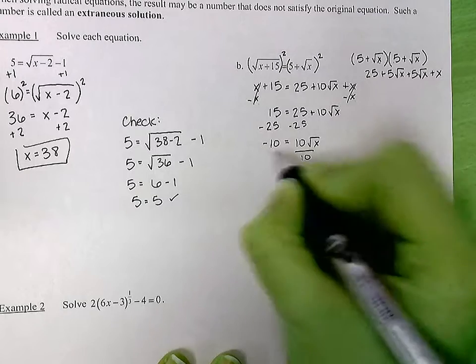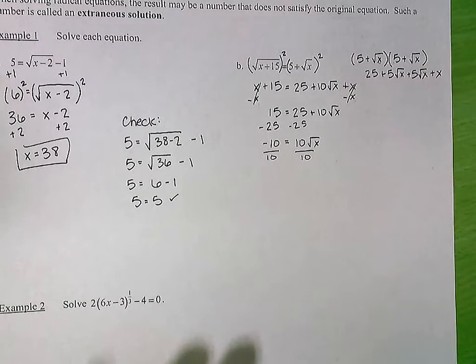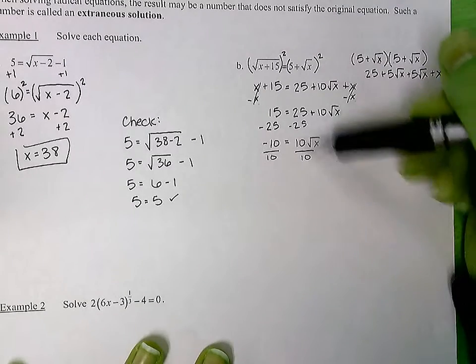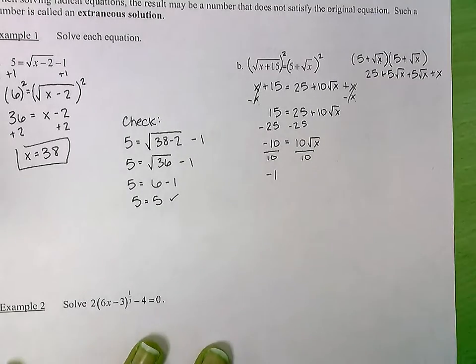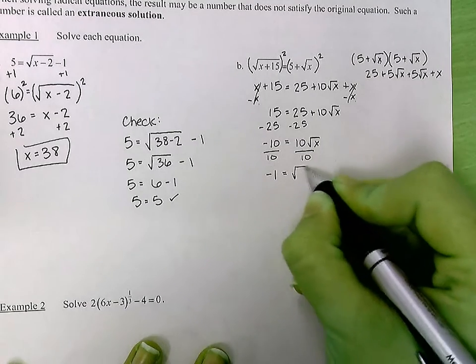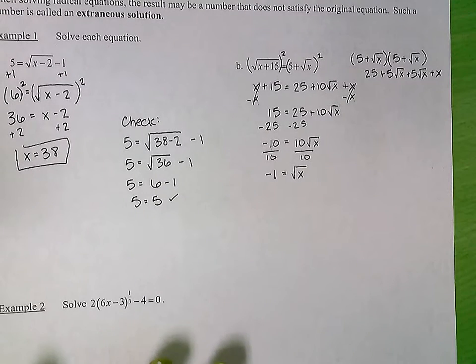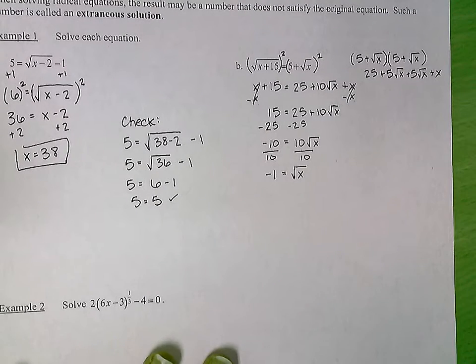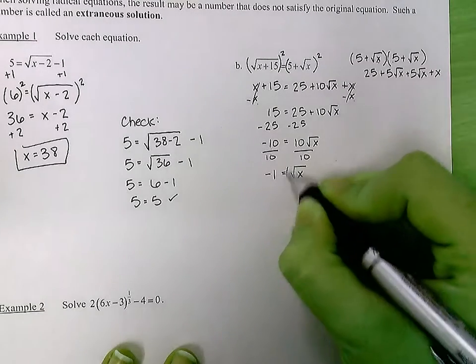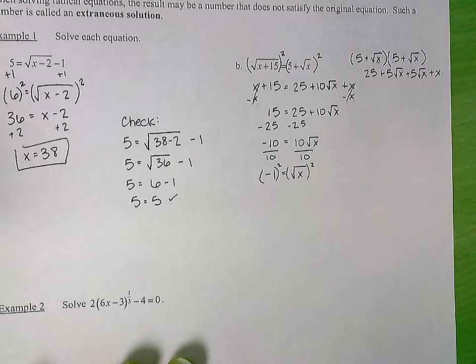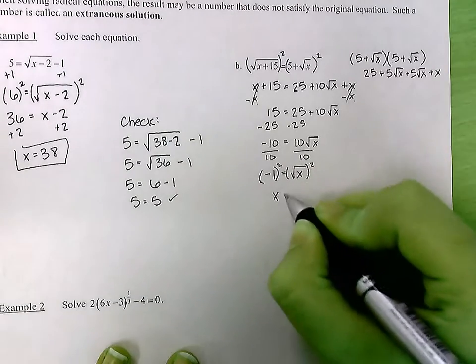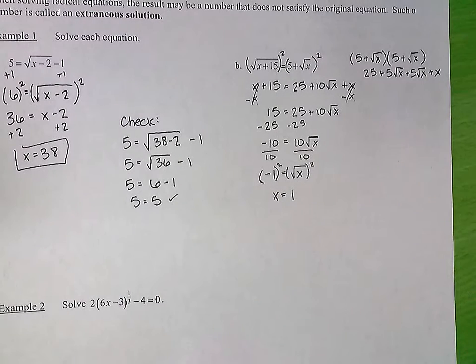We're going to divide both sides by 10. Divide them. So they cancel right here. If I have negative 10 over 10, it's just negative 1. And that's equal to the square root of x. Now that I've isolated that radical, I can square both sides. Okay, so I'll end up with x is equal to 1.